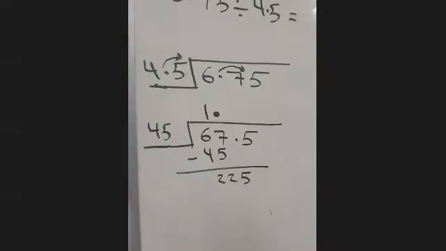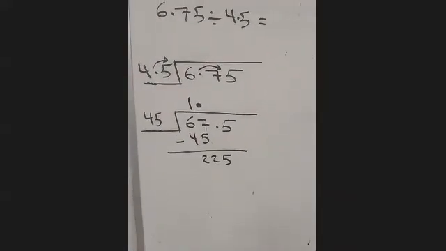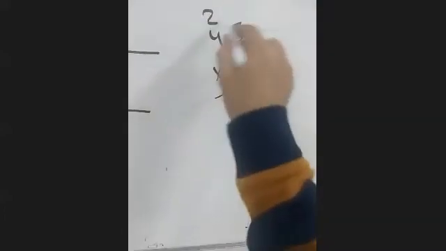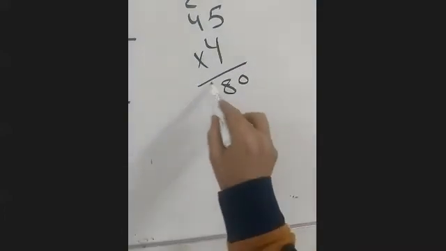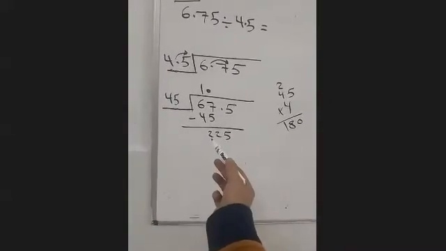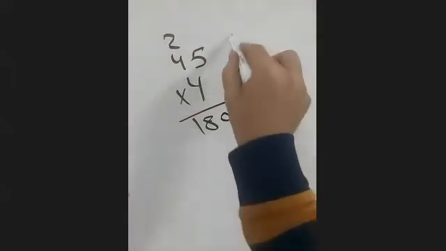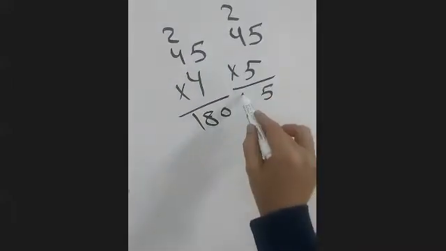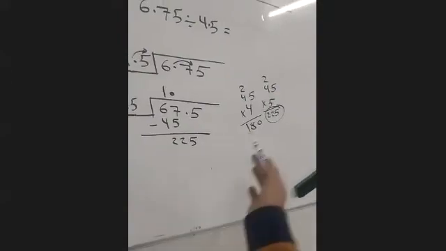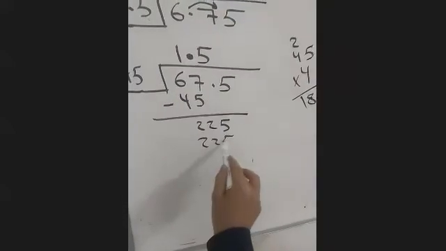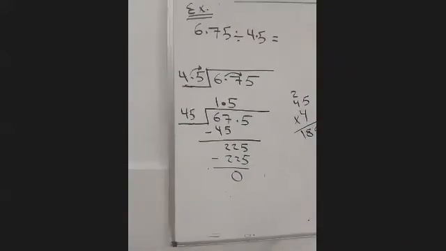225 divided by 45. Let's guess numbers. I will guess 4. 4 multiply 45. 4 by 5, 20. 4 by 4, 16. With 2, 18. 180, 225. I will guess 5. 5 by 5, 25. 5 by 4, 20. With 2, 22. 225, 225. So I'll put 5 here and do my steps. 5 by 45, 225, subtract 0.